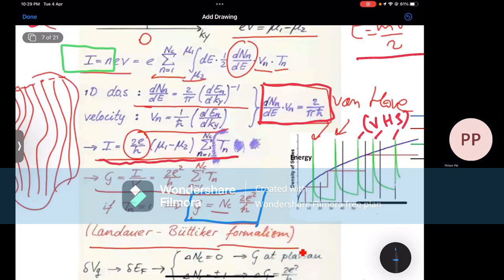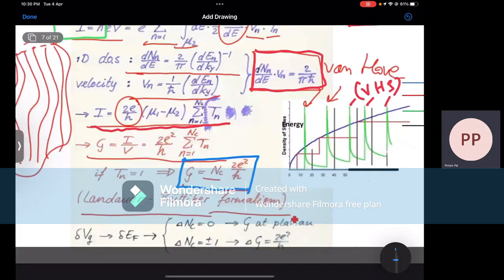The conductance is 2e squared over h times the sum of all the transmissions for the one-dimensional subbands. If we have a perfectly ballistic system, then the sum simply becomes the number of modes, and the conductance is equal to N times 2e squared over h.